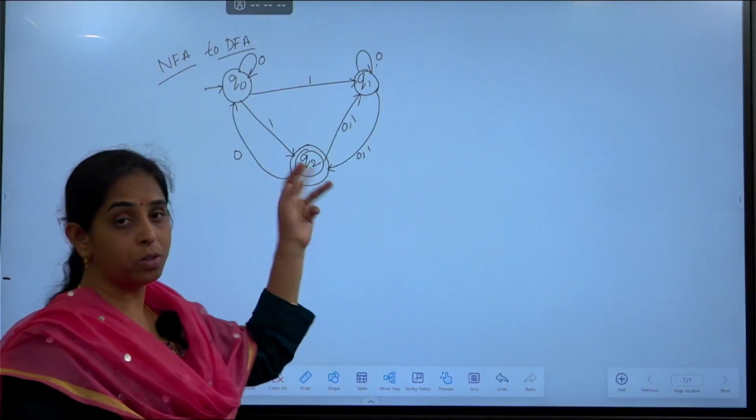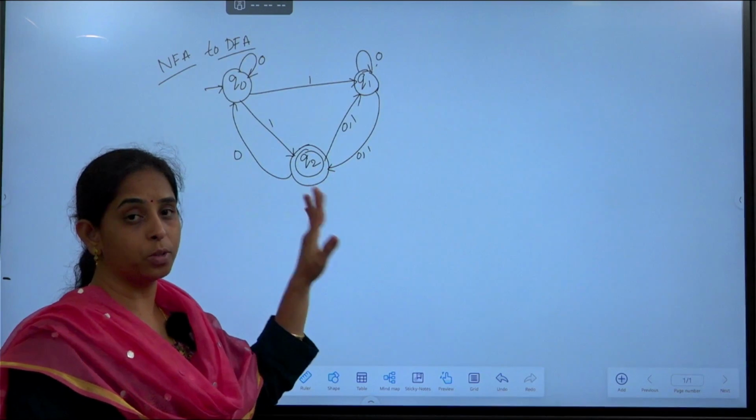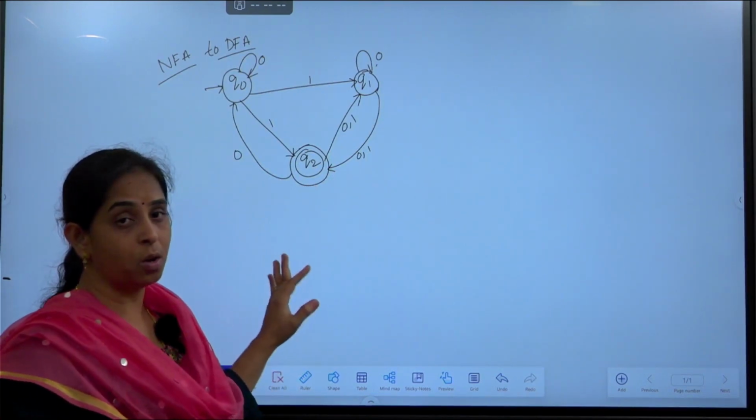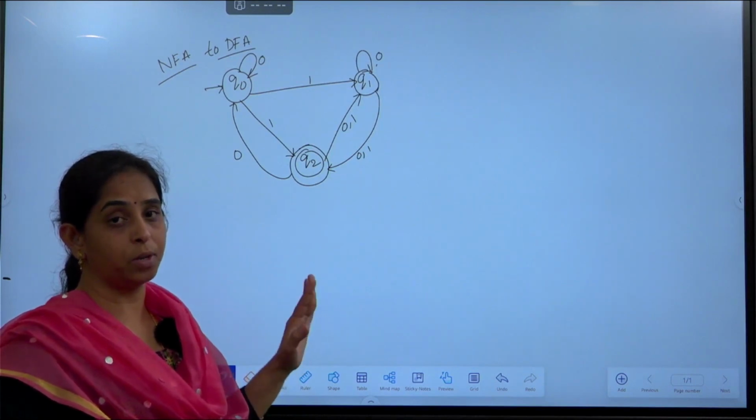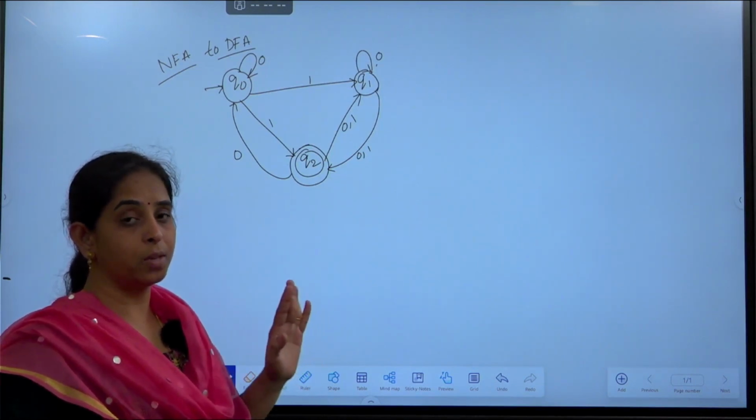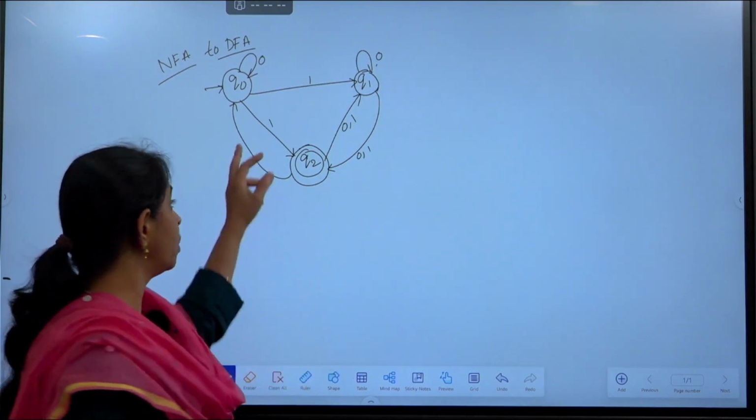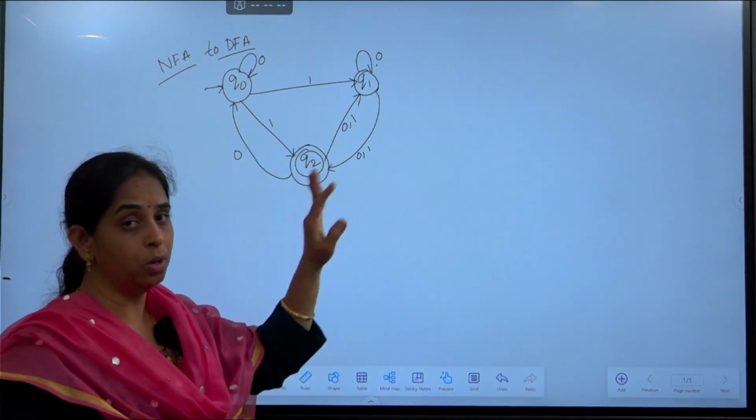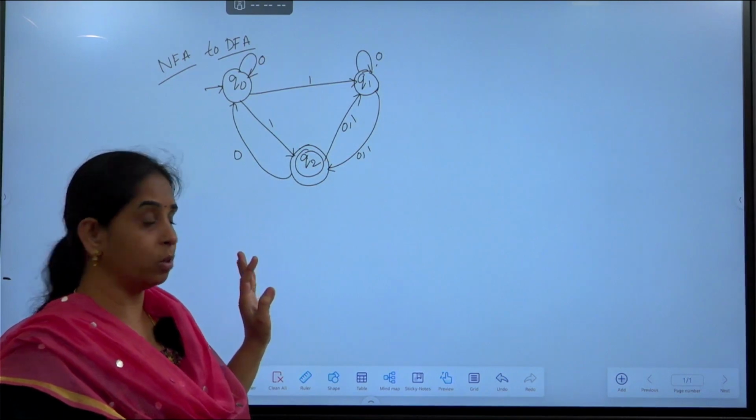Last session we discussed epsilon NFA to NFA. We took two examples and saw how to convert epsilon NFA to NFA. Whenever the given question has epsilon transitions in the epsilon NFA, we have to convert it to an NFA according to the question.